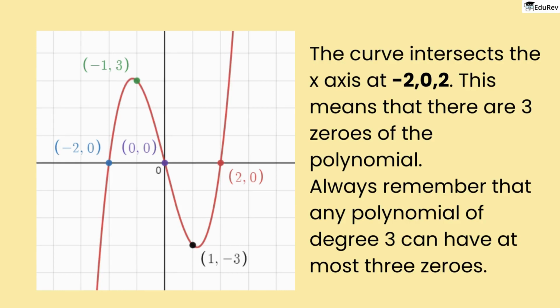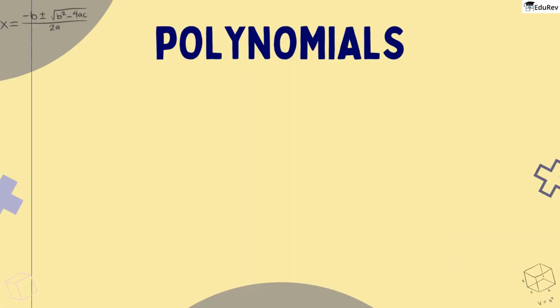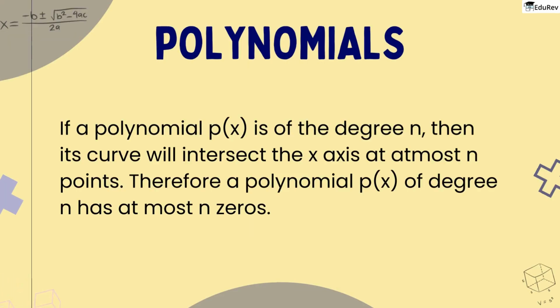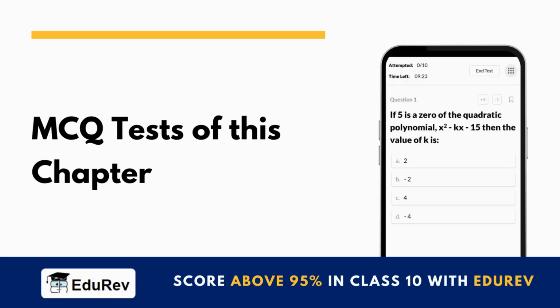Now students, from all these examples, we learn one thing common. That is, if a polynomial p(x) is of degree n, then its curve will intersect the x-axis at most n points. Therefore, a polynomial p(x) of degree n has at most n zeros. So students, with this, we have come to the end of this video.